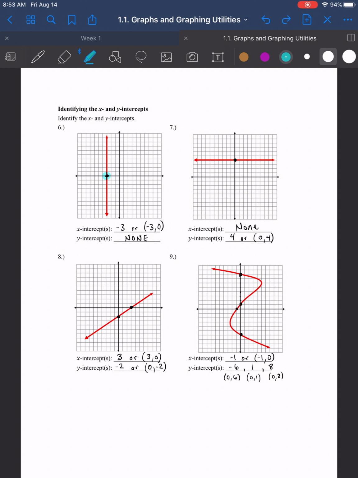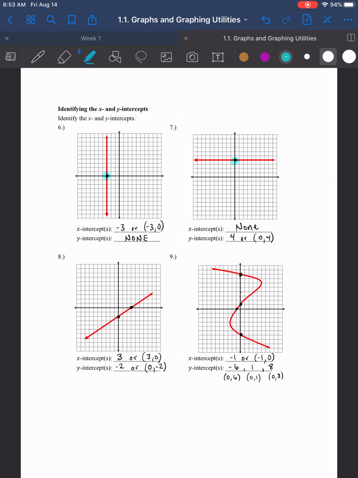Next, you can see this one is a horizontal line. It never crosses the x-axis, so we write none for that, but it does cross the y-axis right there, and that's at the point (0, 4), so when y equals 4. Note that anytime you cross the y-axis, the x value is 0 there. And so all y-intercepts are 0, comma, and then wherever it hit the y-axis. Okay? I'll leave that dot there.